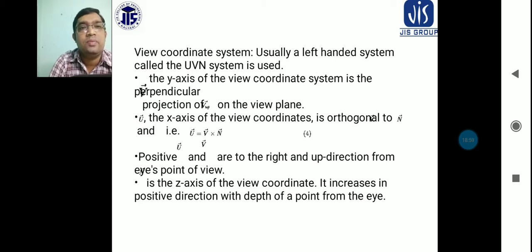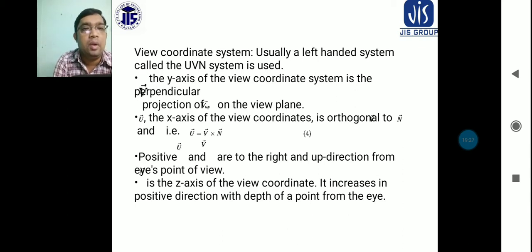Now, during this, the UVN system is used. The y-axis in the view coordinate system is the perpendicular projection of VUP on the view plane, and the x-axis of the view coordinate system is orthogonal to the n vector, that is, the u vector equals the v vector cross the n vector.